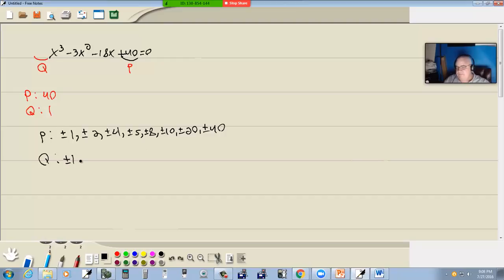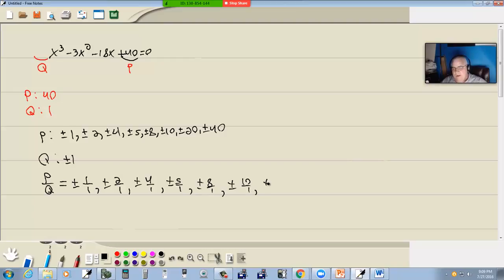Same down here. Because a positive 1 times a positive 1 will give you 1, or a negative 1 times a negative 1 will give you a positive 1. Now all of our possible rational zeros is P over Q. So you can take each one of these values and put it over this Q. So I'm going to have 1 over 1, 2 over 1, 4 over 1, 5 over 1, 8 over 1, 10 over 1, 20 over 1, and 40 over 1.